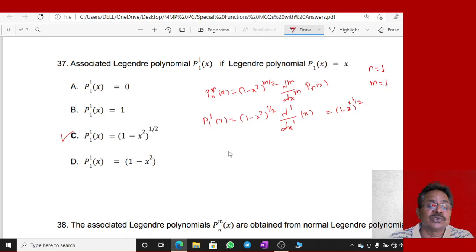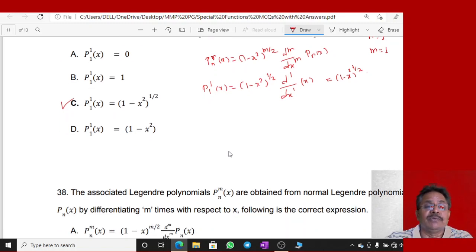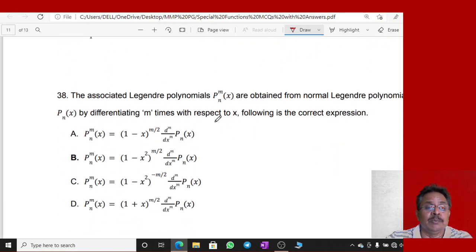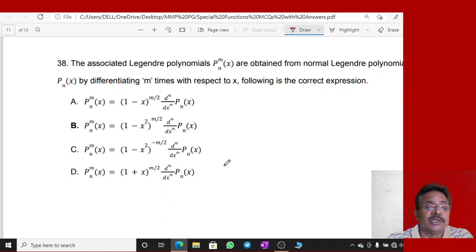P11 of x, associated Legendre polynomial, which can be obtained from this normal Legendre polynomial Pn of x, is found to be 1 minus x square raised to plus half, and that's question number 37. Correct option is C, that is P11 of x is equal to 1 minus x square raised to plus half, and that can be calculated as we have seen by this example. Now question number 38.